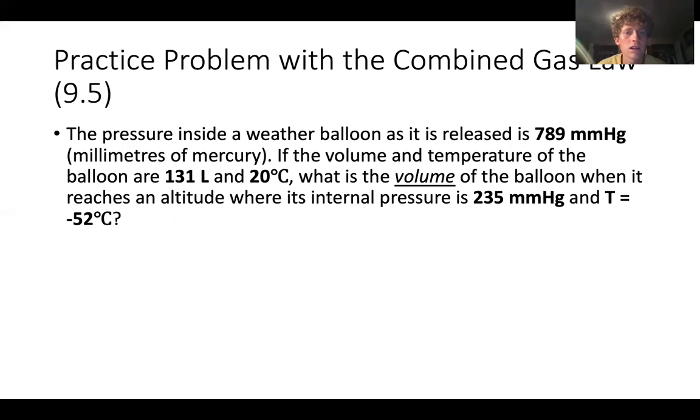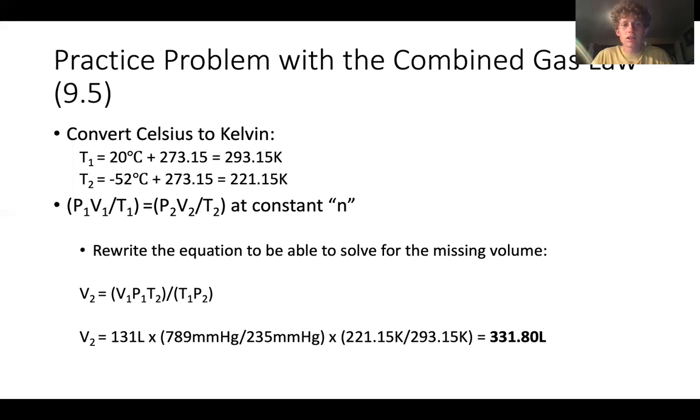So what are we working with? We have the initial pressure, which is 789 millimeters of mercury. And the volume and temperature of the balloon are 131 liters and 20 degrees Celsius. So those are our initial volume and temperature. We're going to solve for the volume of the balloon when it reaches an altitude where its pressure is 235 millimeters of mercury and the temperature is negative 52 degrees Celsius. So we're going to set up the combined gas equation and solve for volume. First we can convert our Celsius temperatures to Kelvin. Our initial temperature, 20 degrees Celsius plus 273.15, is equal to 293.15 Kelvin.